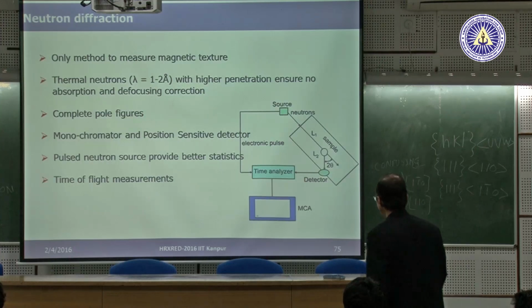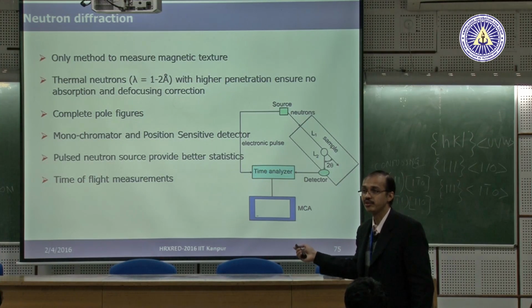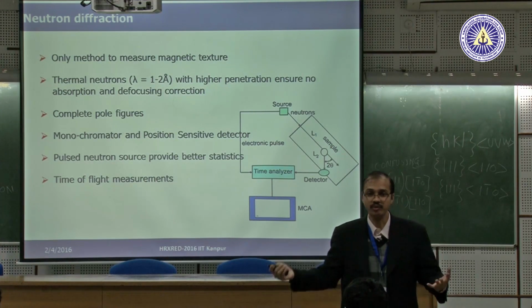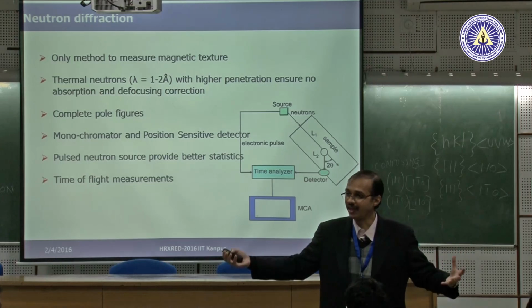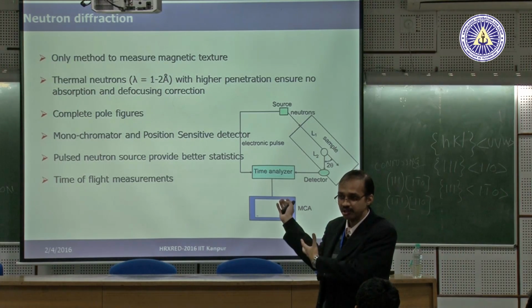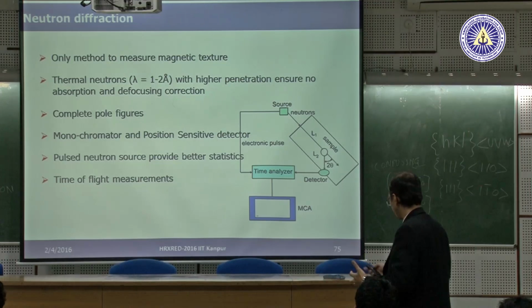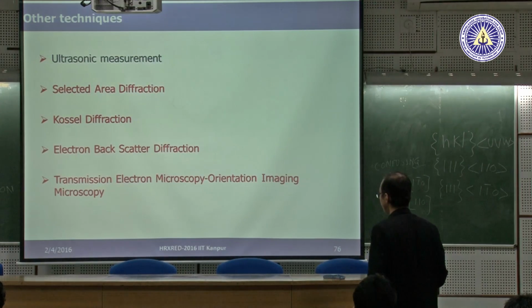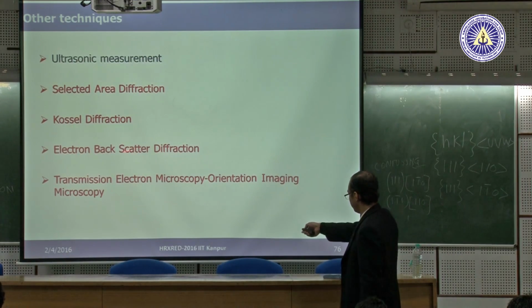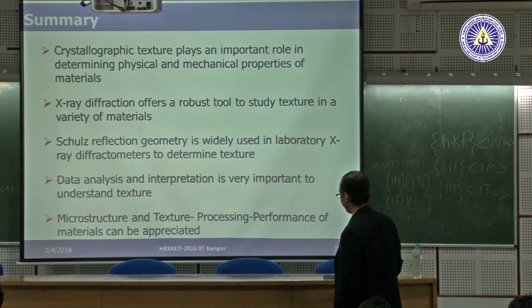Or you can use neutron diffraction. This is what Professor Unger talked about. Why do you use neutrons? If your grain size is very large, or in geological samples, people use neutron diffraction only, because the grain size is very large. Okay, very similar things. Other techniques I won't go into. Professor Shekhar will talk about electron backscatter diffraction.